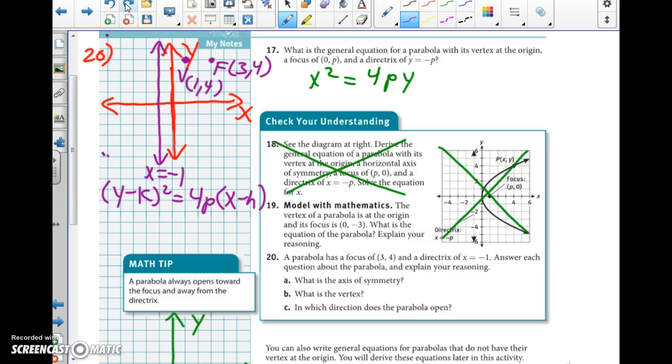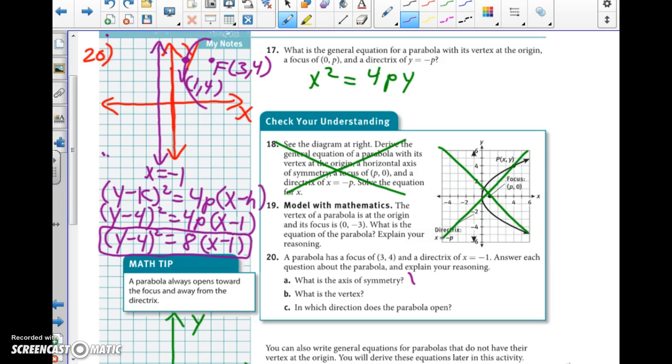So your answer is going to be what? y minus 4, squared equals, 4 times 2, 8, and then what? X minus 1, there you go. 8 times (x minus 1), there you go, and you got your answer, right? All right, so now go to number 20.